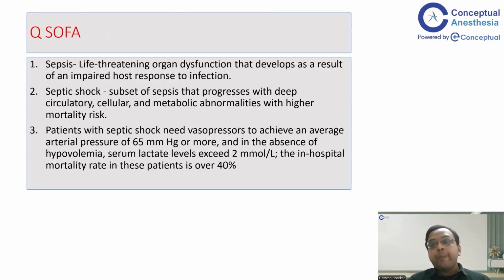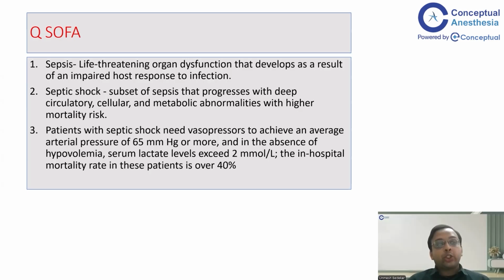And what is shock? Septic shock is a subset of sepsis that progresses with deep circulatory, cellular, and metabolic abnormalities with higher mortality risk. Patients with septic shock need vasopressors to achieve a mean arterial pressure of 65 mmHg or more, and in the absence of hypovolemia, serum lactate levels exceed 2 millimoles per liter. The in-hospital mortality rate of these patients is over 40%.